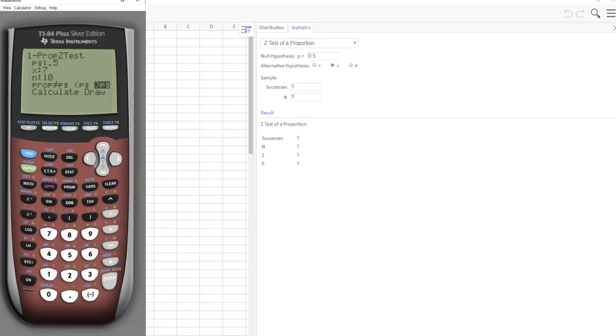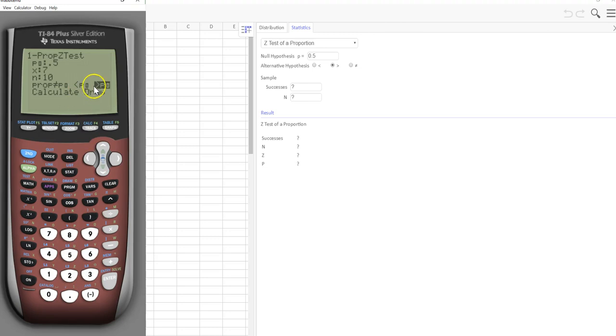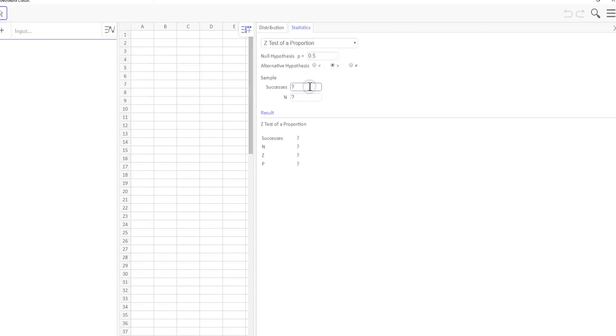Now again, we need successes and we need trials. This one's meant to be a little bit more challenging. So let's see. We have 50 workers, and it said 60% of them said they prefer it. We cannot put 60% in there because it's looking for successes. That's a number. So we need to figure out what 60% of 50 is, because I have 50 trials, or 50 participants. To figure that out, I would do 0.6 times 50, and you'll arrive at 30. So my successes would be 30, and my trials would be 50. Over here, successes 30, trials 50.